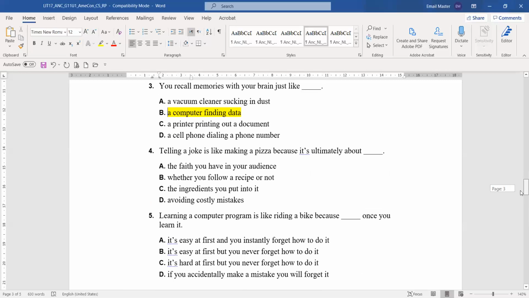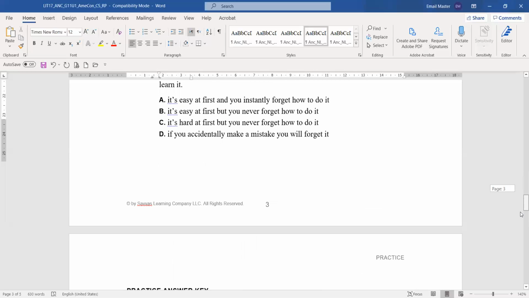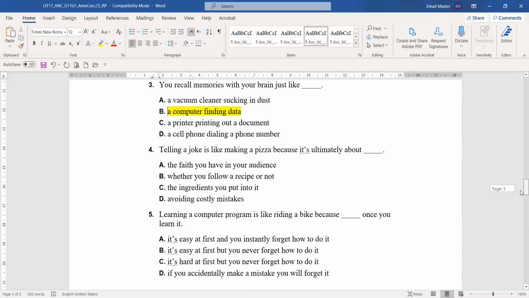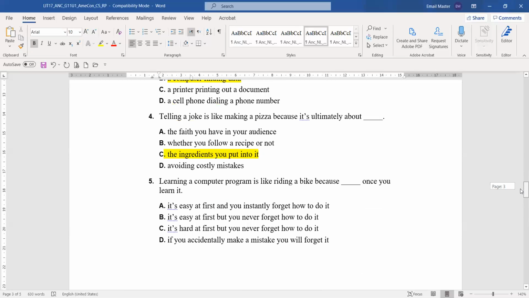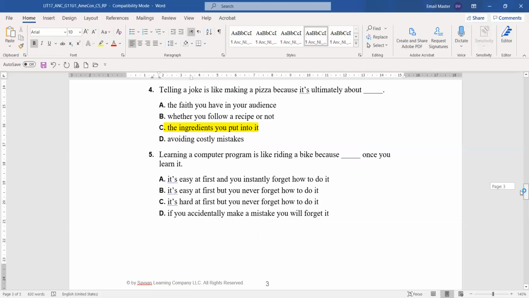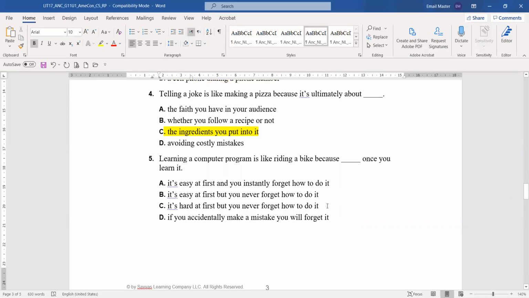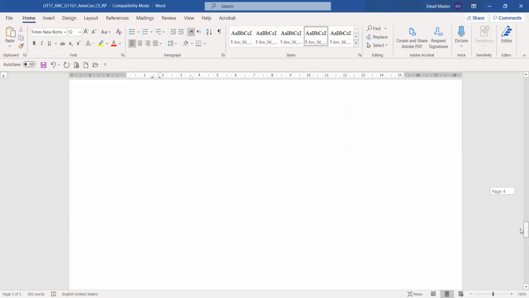Telling a joke is like making a pizza because it's ultimately about the ingredients you put into it. Learning a computer program is like riding a bike because once you learn it, it's hard at first, but you never forget how to do it. That's what they say. Once you learn how to ride a bicycle, you never forget it. So these are the examples.